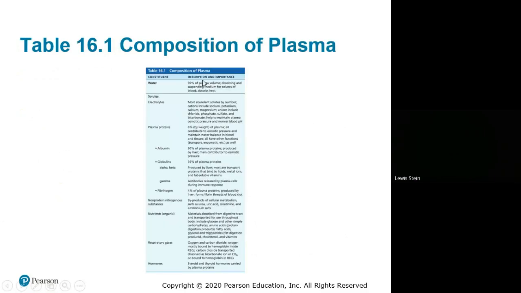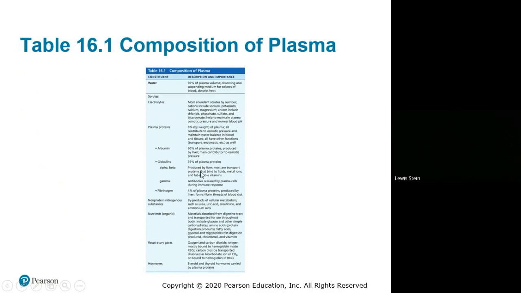So you look at this. Here you go. Electrolytes. We'll take a look at them. Most abundant solutes by number. Cations: we've talked about sodium, potassium, calcium, magnesium. Anions: chloride, phosphate, sulfate, bicarbonate. Obviously, the buffer we'll get to. Plasma proteins, 8% by weight, with all the different functions. Albumin, 60%, produced by the liver. Osmotic pressure, that's the big player with that. 36% globulins.